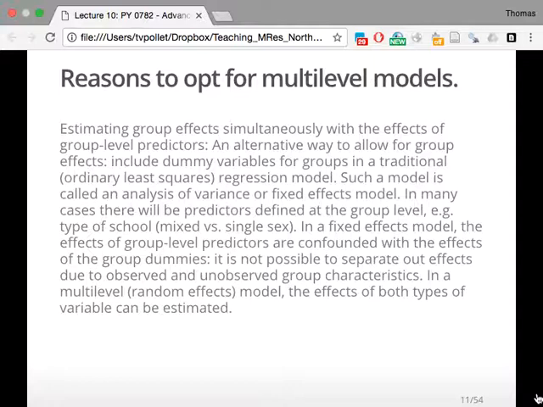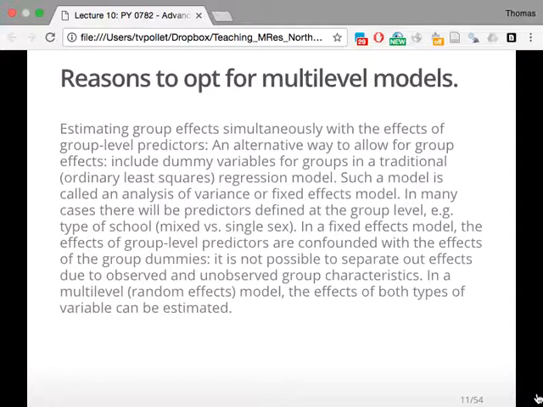So sometimes we want to estimate group effects together with group-level predictors. Sometimes in regression you'll be able to put in dummy variables to say it's part of this class, so we've accounted for the fact that there are different classes in our school. But suppose these classes vary, for example, in mixed gender composition or in ethnic backgrounds, then you wouldn't be able to draw any additional inferences beyond the dummy because they're just a perfect correlate. So in a fixed effects model, the effects of group-level predictors are confounded with the effects of group dummies.